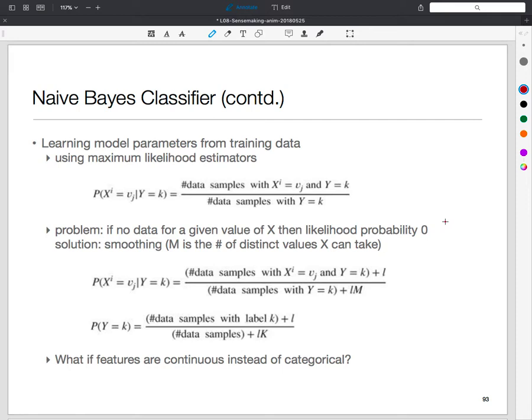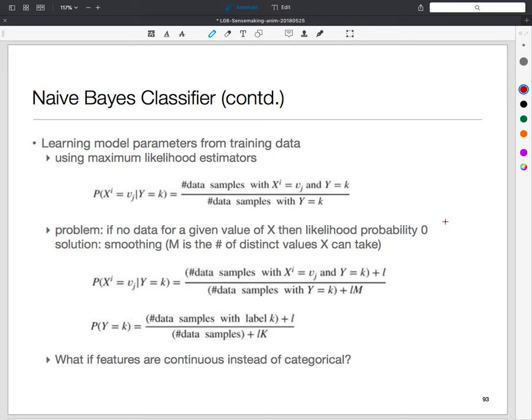The probability of y equal to k will be the number of data samples with label k divided by the number of data. Now there are some funny terms you are seeing, and I'm going to come to them in a moment, but this expression out here is the essence of what we are after. Now there's one tiny little detail which comes up.